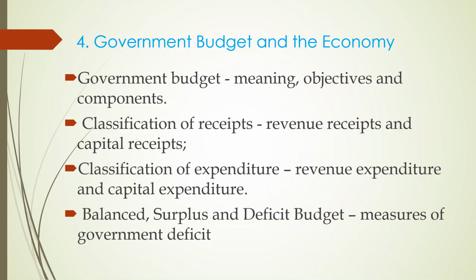In this chapter, we will be studying the meaning of government budget, objectives and its components, classification of receipts, in which we will be studying about revenue receipts and capital receipts, classification of expenditure, revenue expenditure and capital expenditure. From this chapter, the last and the final point, that is surplus budget and deficit budget, the measures of government deficit and its components.